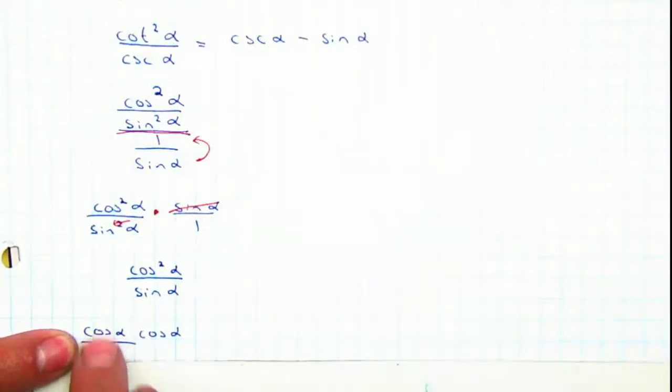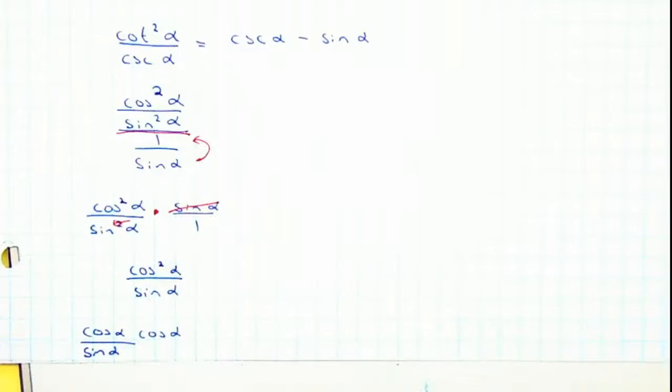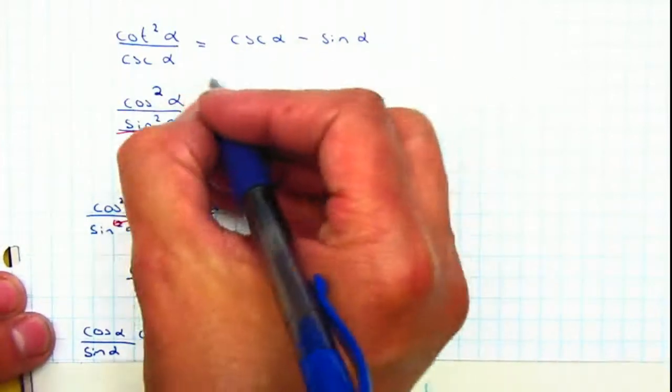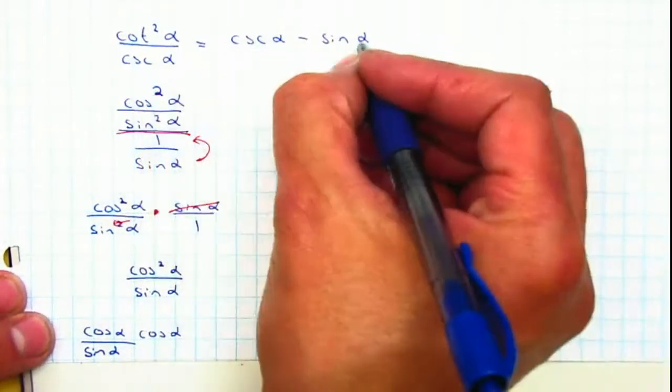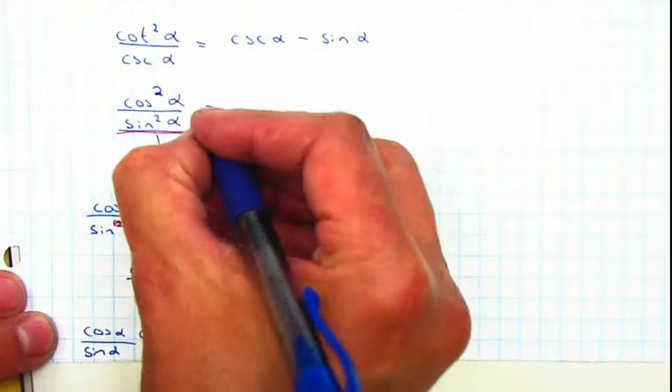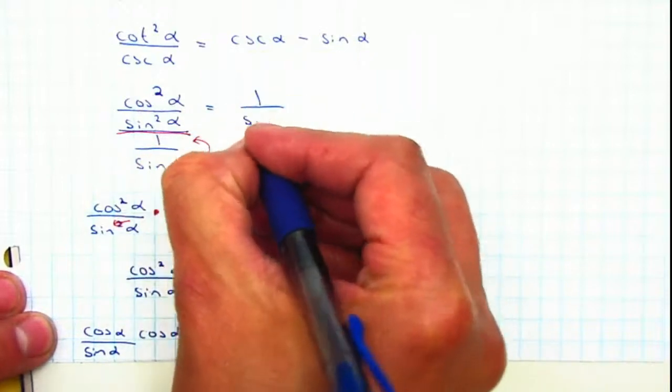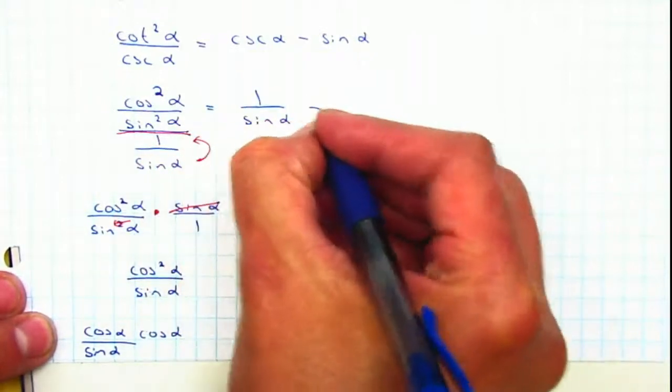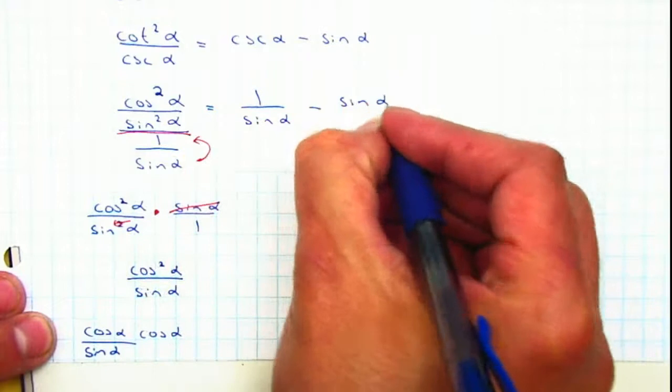because I'll have cotangent multiplied by cosine, and there's nothing I can do. So therefore, let me start on the right hand side. I'm going to do the same thing. I'm going to change it to sine and cosine. So I'm going to change my cosecant to 1 over sine of alpha minus sine of alpha.